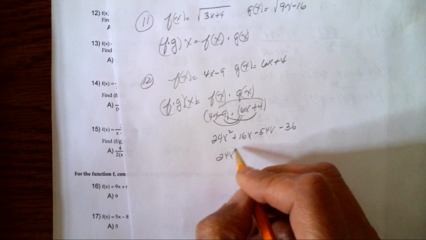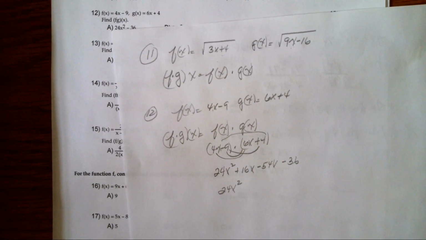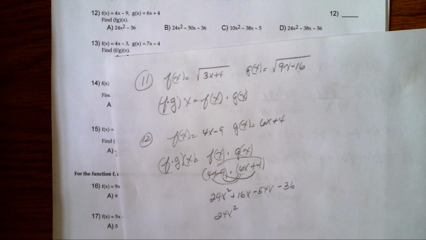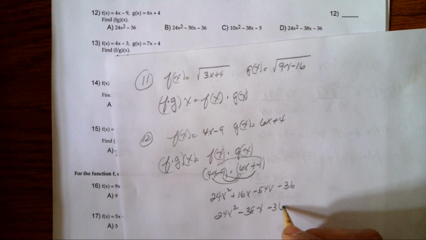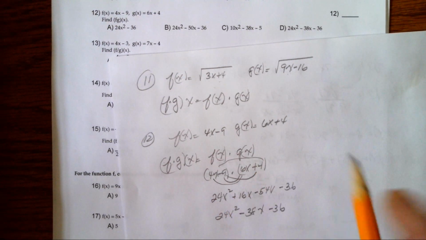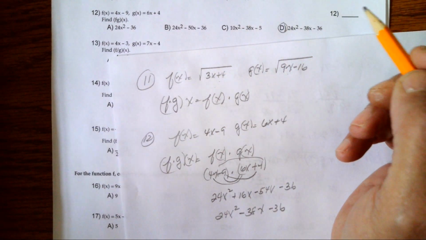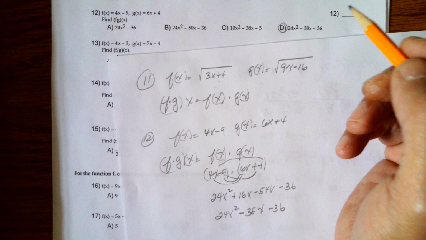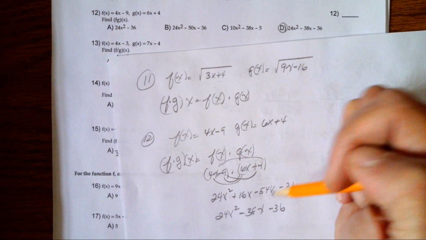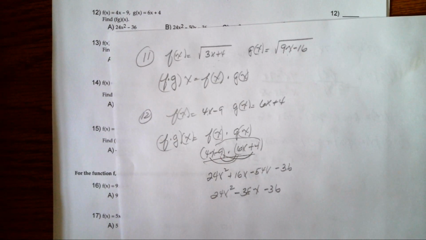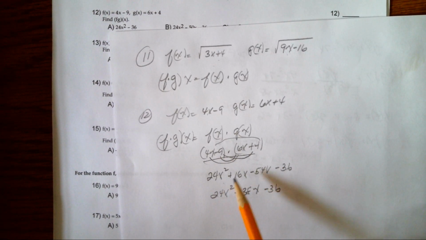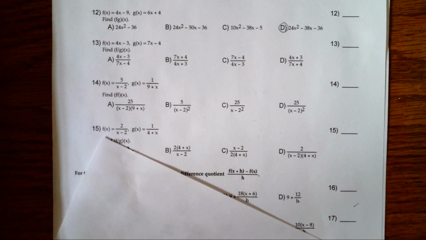Combining like terms, 24x squared, a positive 16 and a negative 54 is a negative 38x, minus 36. And that's looking a heck of a lot like letter D here, 24x squared minus 38x minus 36. And the key thing is, you get two binomials, you got to FOIL them. Product of the first, outside, inside, and last terms.